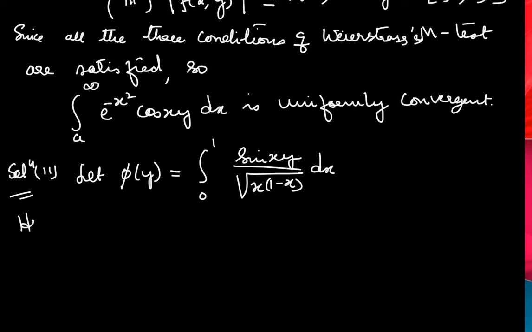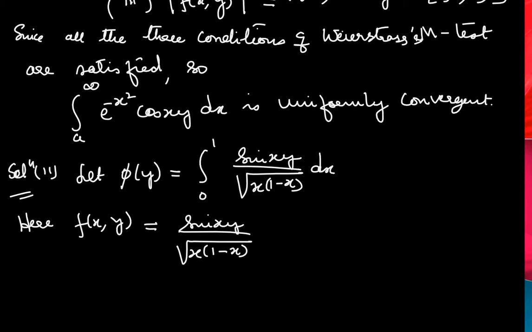Here, what is f(x,y)? f(x,y) is the function inside the integral. It is equal to sine of xy divided by square root of x into (1 minus x). It is not x minus 1, it is 1 minus x. Now, let us see what is modulus of f(x,y).